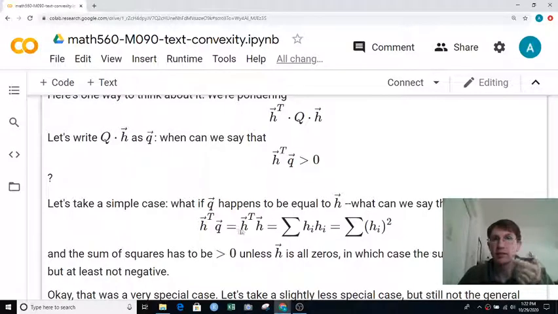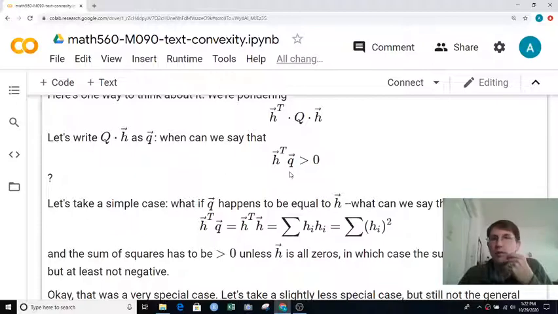Then h·q is h·h, and the dot product of a vector with itself is the sum of the squares of each of the components. And the sum of squares has to be bigger than 0, unless h is 0, but we said that h is not the 0 vector. So if we happen to have an h that was equal to q, then we could say this thing is always positive. That seems a little bit too special of a case.